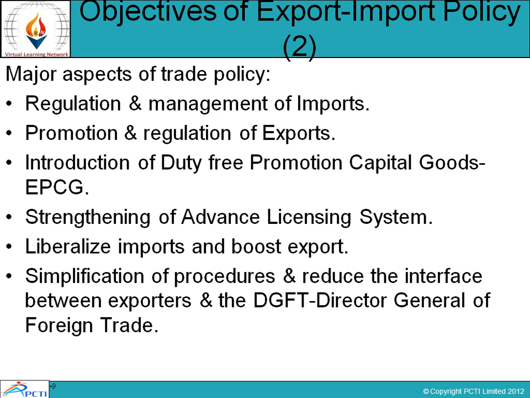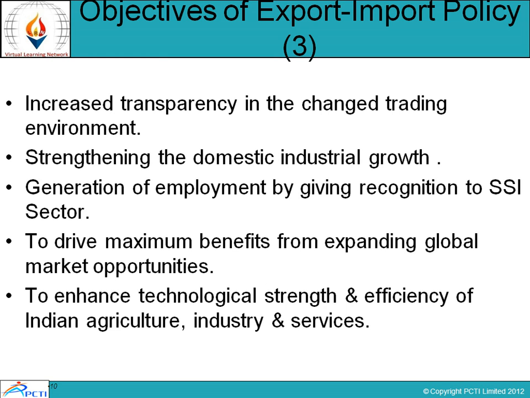Simplification of procedures and reducing the interface between the exporters and the DGFT. DGFT is what? The Director General of Foreign Trade. So in terms of simplifying overall procedures of export-import trade, हमारे जो export-import trades होते हैं उनके procedures को simplify करना. Another is increasing the transparency in the trading environment. That means being very clear with your trading environment and your trading concept. So this is the transparency concept.